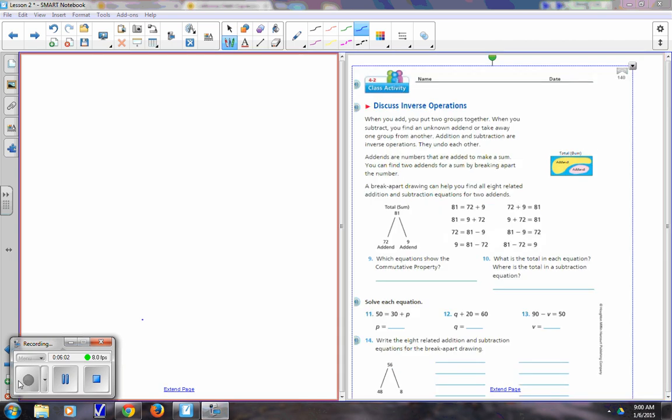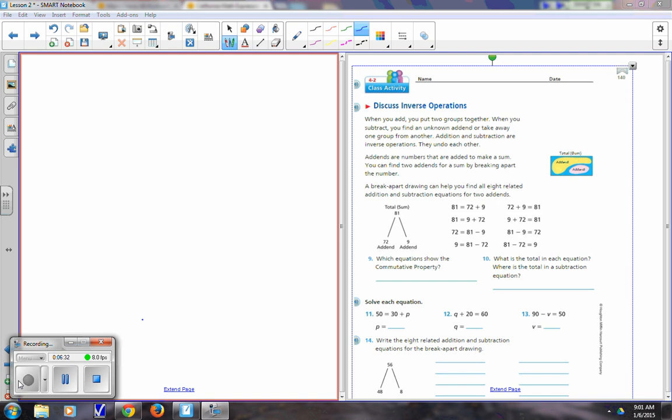The inverse operation is the opposite operation. So what's the opposite of addition? Subtraction. What is the opposite of multiplication? Division. Okay, and vice versa. So when you add, you put 2 groups together. When you subtract, you find an unknown add-in to take away one group from the other.